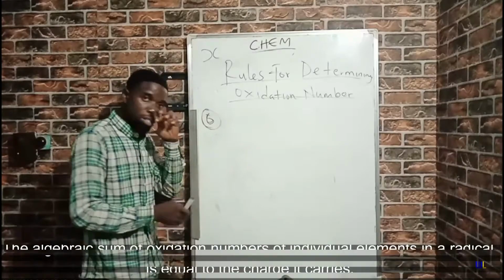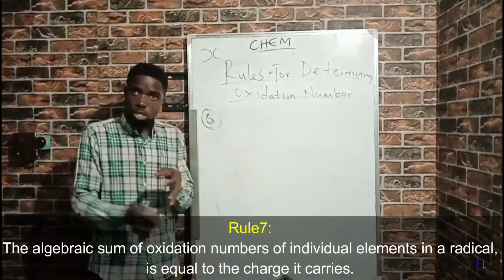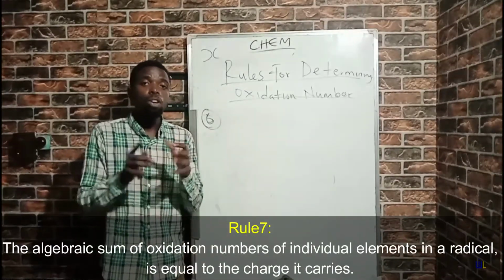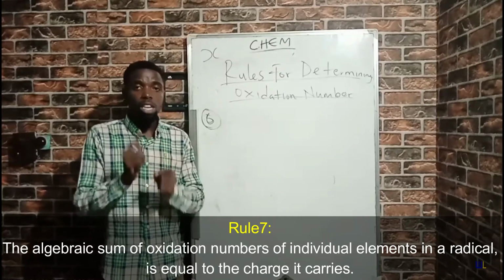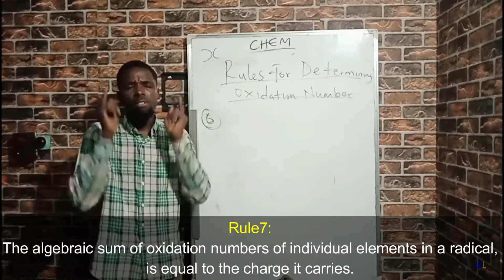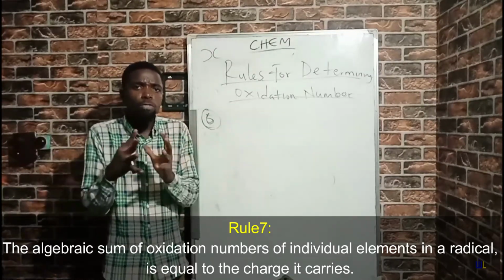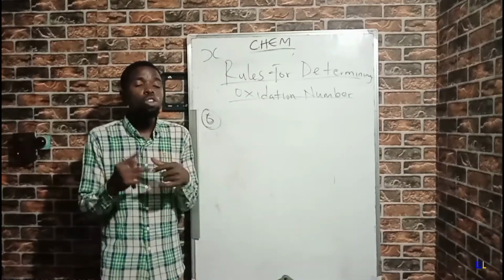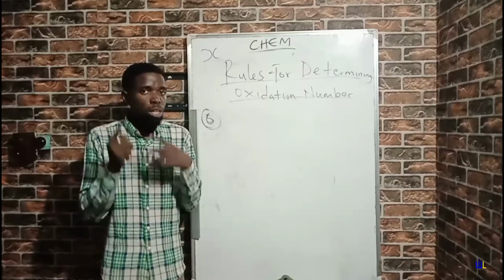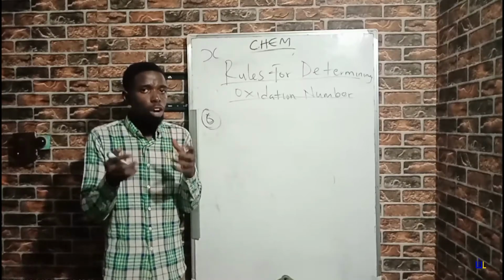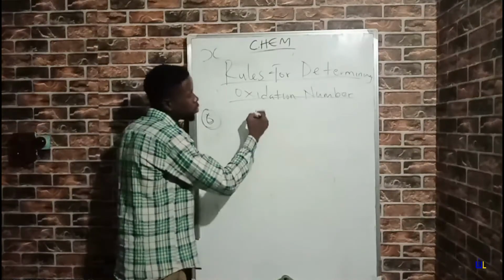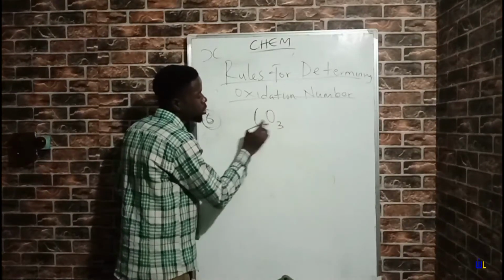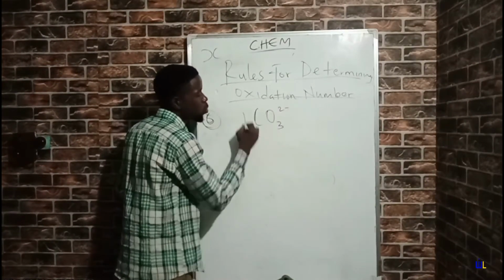Now listen, it's trying to say that the algebraic sum of the oxidation numbers of individual elements in a radical... A radical is a group of atoms which usually possess a charge. I'll take it again. A radical is a group of atoms which usually possess a charge. So whenever I talk about a radical, I'm looking at a group of atoms, something like CO3, different atoms, and they possess a charge. So what do I call this?